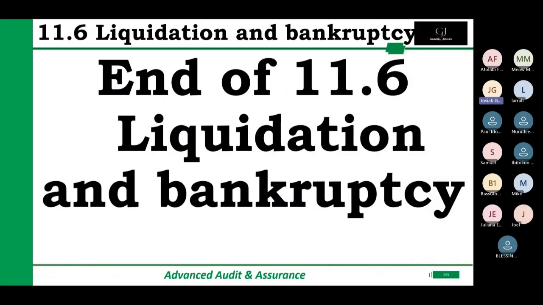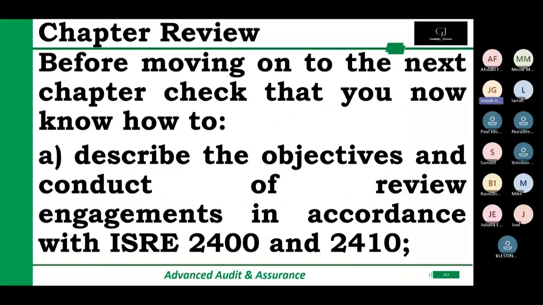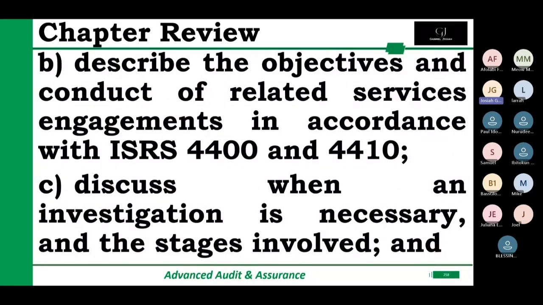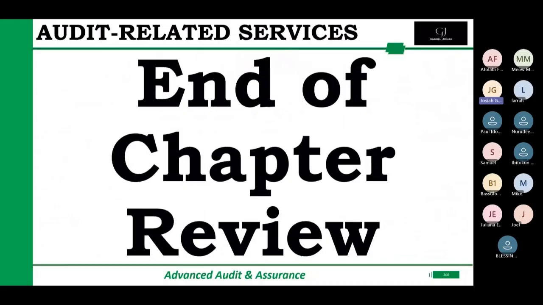All right, so that's it for the chapter on liquidation and bankruptcy. And ladies and gentlemen, by this time you should be able to describe the conduct of review of engagements in accordance with ISRE 2400 and 2410. And also you should be able to describe those of related services, compilation around ISRS 4400 on AUP and 4410 on compilation engagements. And also be able to discuss investigation and where is necessary and the stages involved. And also explain the basic principles of company liquidation, bankruptcy, winding up, insolvency, and those concepts.